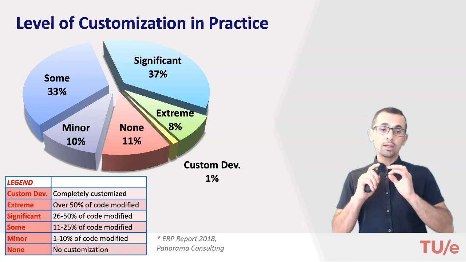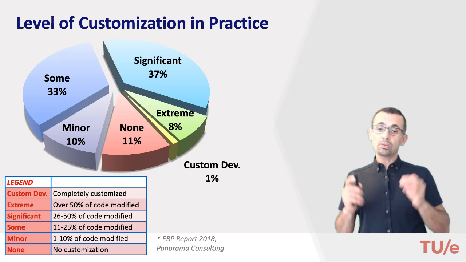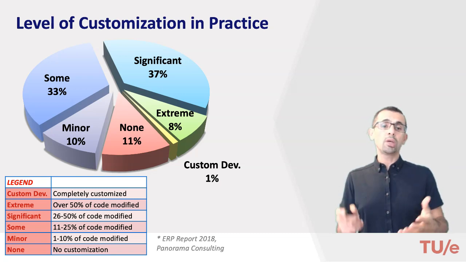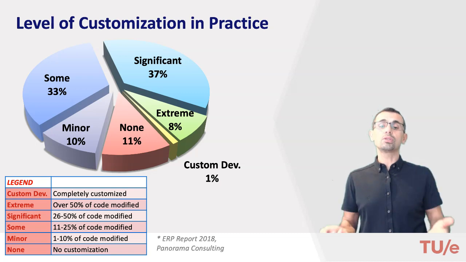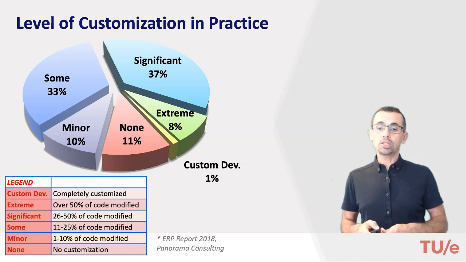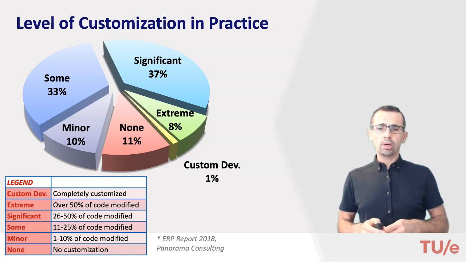Yet in quite a significant percentage of the projects, there were significant or even extreme changes in the standard functionality of the software, and only about 1 in every 10 implementations did the organization use the system without any customization. So I would say it is quite a balanced practice that is right now happening in business.